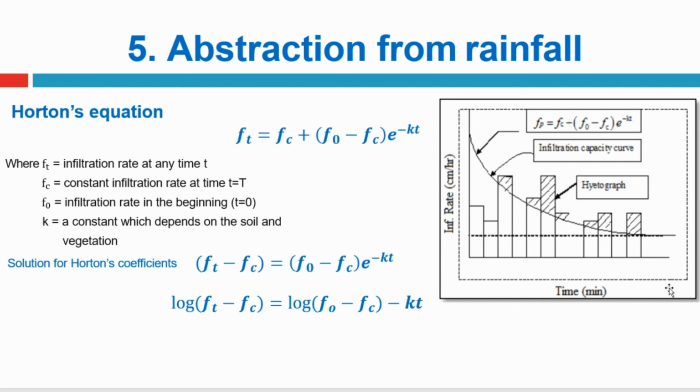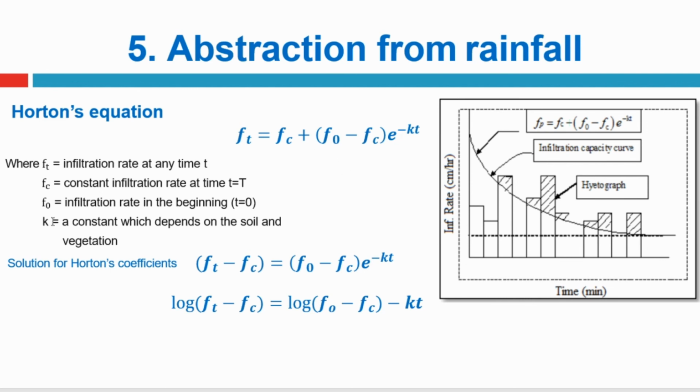Just to give a brief example of how this behaves: fc is the constant rate of infiltration, from here to here. If I want to determine the rate of infiltration somewhere here, we already know that from here to here it will be fc. I have to calculate the extra altitude from here to here, and that is based on this term. What is this term? f0 minus fc, e raised to minus kt, gives you the altitude from here to here. If I add that to fc, it will give you the total ft. Anyhow, while I am solving the problem I'll explain it again.